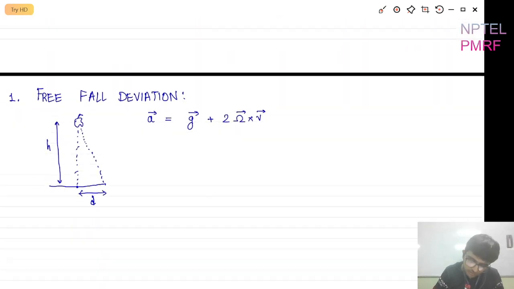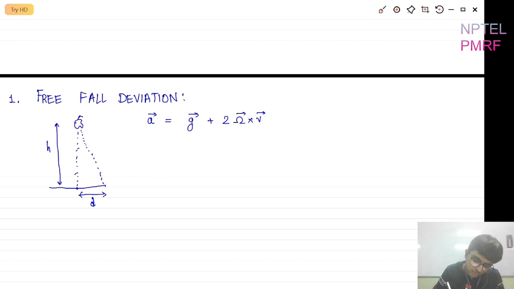So in the rotational frame, it should be minus of that: g minus 2 omega cross v, right? Because we are calculating acceleration in the frame of Earth. In the inertial frame, it's just g. Okay, now let's choose our coordinate axes.